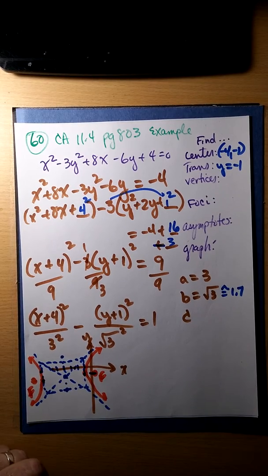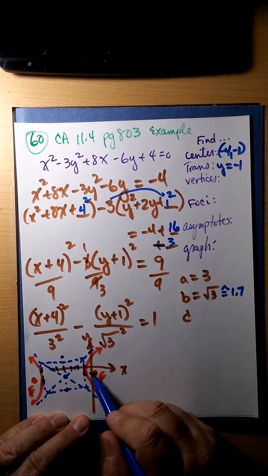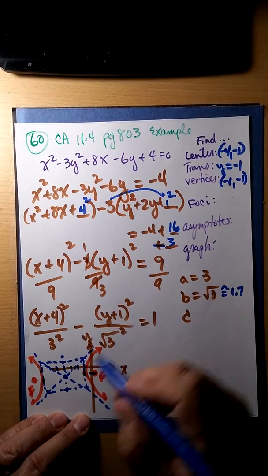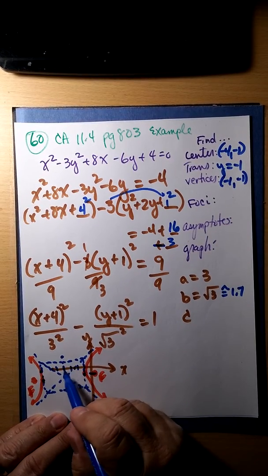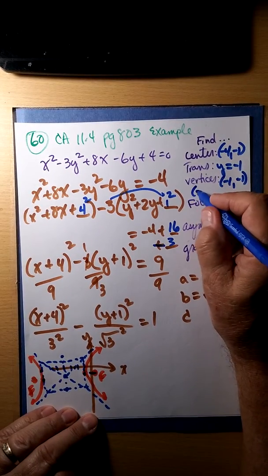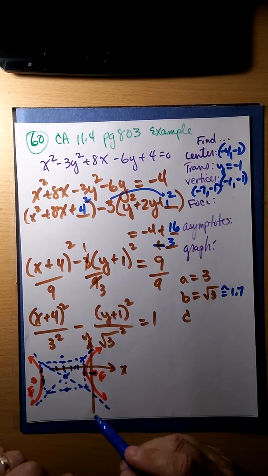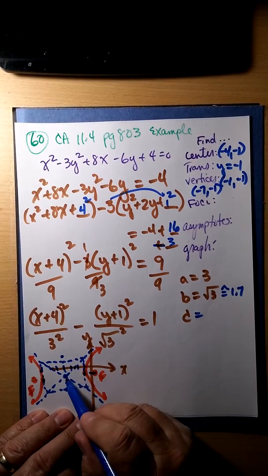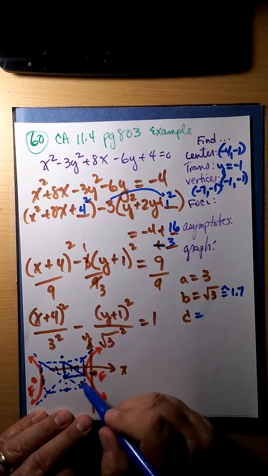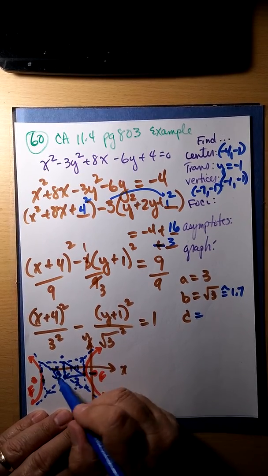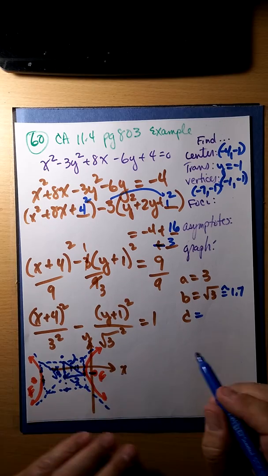So let's see if we can answer anything else here in just a second. The vertices. Oh, that's this stuff right here. So this is -1, -1. And this one is -1, 2, 3, 4, 5, 6, 7, -7, -1. The foci, we got to find out what c is. Okay. So because this is a right triangle, this is a, which is 3. This is b, which is the square root of 3. And c is that hypotenuse.